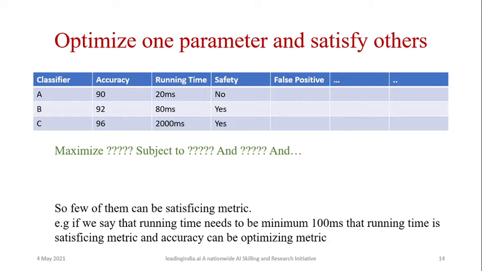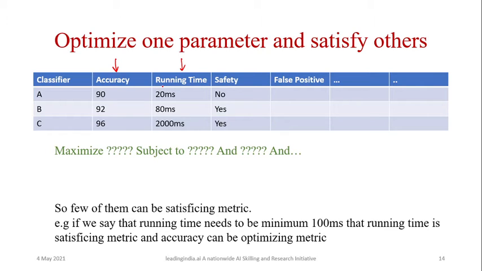Here, suppose we are looking at two metrics: one is accuracy and the second is running time, or you can say latency. Now which one will we satisfy and which one will we optimize? That we need to understand, right? To understand this, let me take two examples. One example from the healthcare domain and the second example from autonomous vehicles.